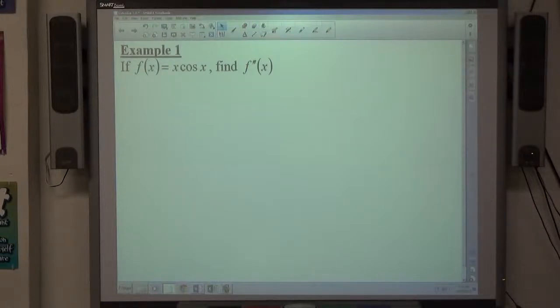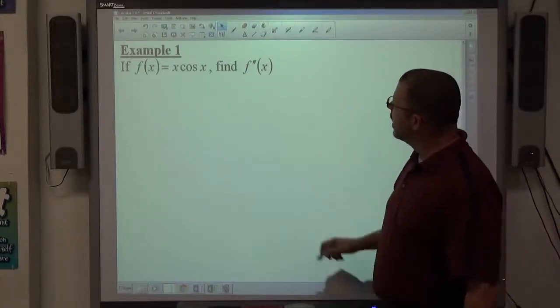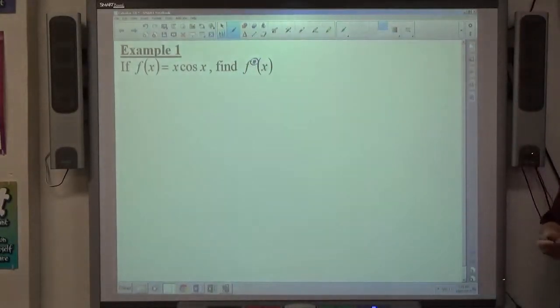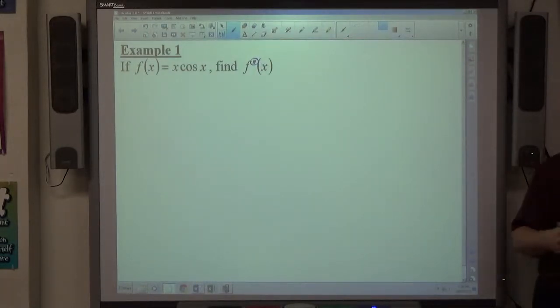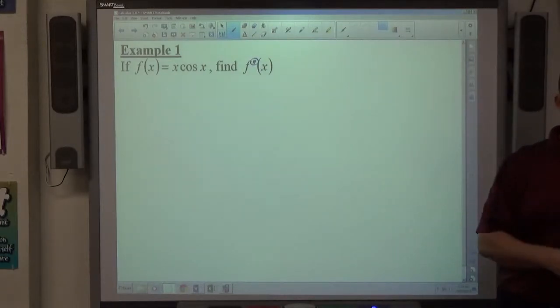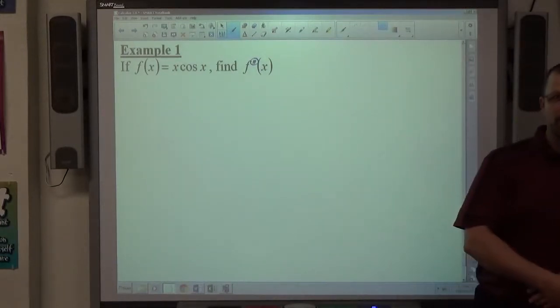Okay, example 1. If f of x equals x cosine of x, find f double prime. And notice here the prime prime, that's the second derivative. The second derivative is simply the derivative of the first derivative. And makes sense, right? The third derivative is the derivative of the second derivative. The fourth derivative is the derivative of the third derivative, and so on. So just keep on finding derivatives.